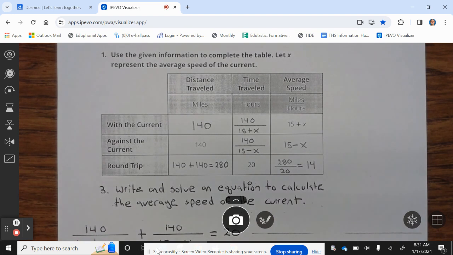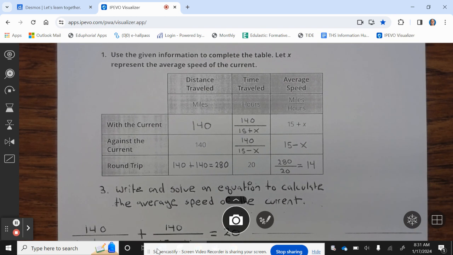Number 1. Use the given information to complete the table. Let x represent the average speed of the current. Distance traveled, miles. With the current, 140. Against the current, 140. Round trip, 140 plus 140 equals 280.